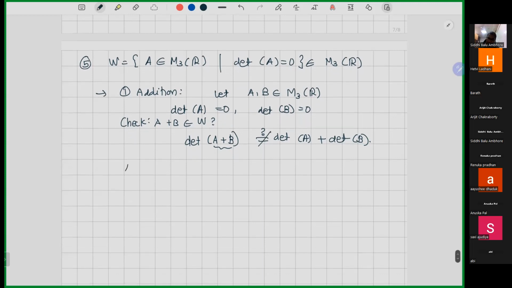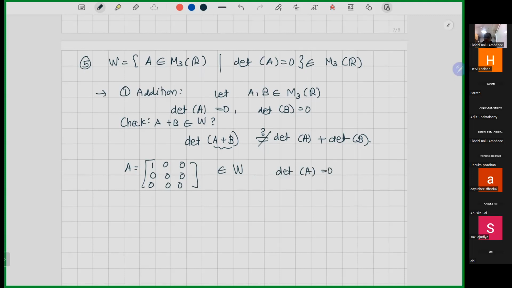So let me give you a quick counterexample to understand why this is not equal. Let us take A to be this matrix 1 0 0 0 0 0 0 0 0. What is the determinant? So this belongs to W. Okay. Anybody has any doubt in here? Because determinant of A is 0 here.